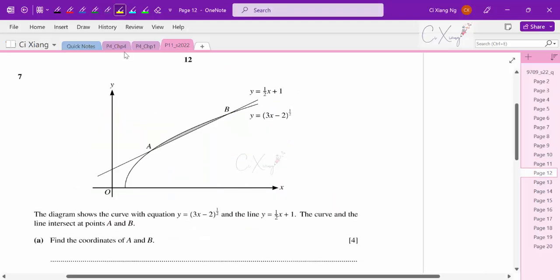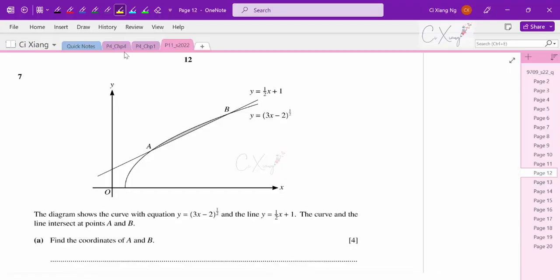Okay, so question number 7. Alright, so they give us a diagram and they tell us that the diagram shows the curve with this equation and also the line with this equation. The curve and the line intersect at points A and B, and they want us to find the coordinates of A and B. So when they want us to find the intersection points, basically you need to solve these two equations simultaneously. For the first equation, we have (3x minus 2) power half, and we let it equal to half x plus 1.